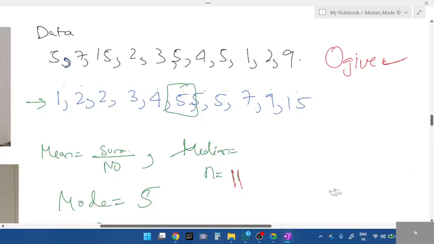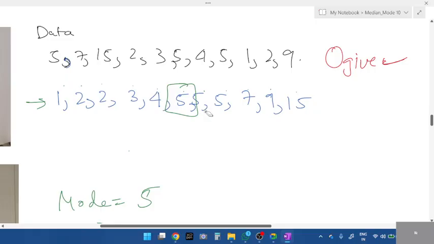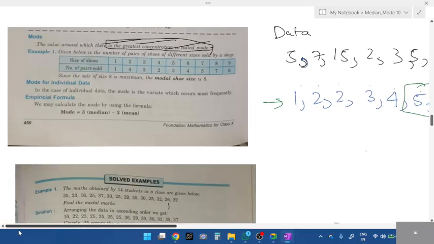The formula for mode: mode doesn't have any formula. Arrange in ascending order. Whichever number is present greater, more number of times, that is the answer. Now look here. Next question.